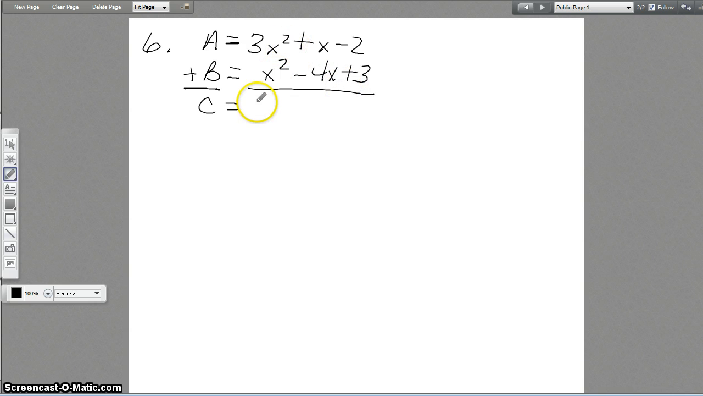3x squared plus x squared is 4x squared. x minus 4x is minus 3x. Negative 2 plus 3, that's a plus 1. Okay, so that is my answer for part A.